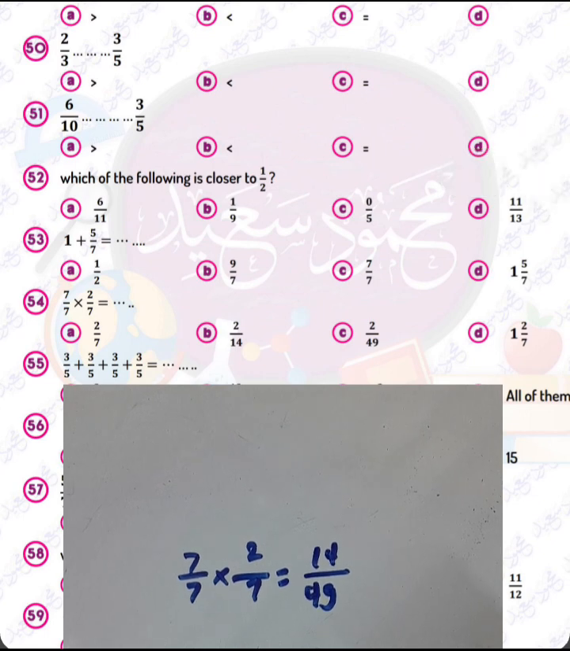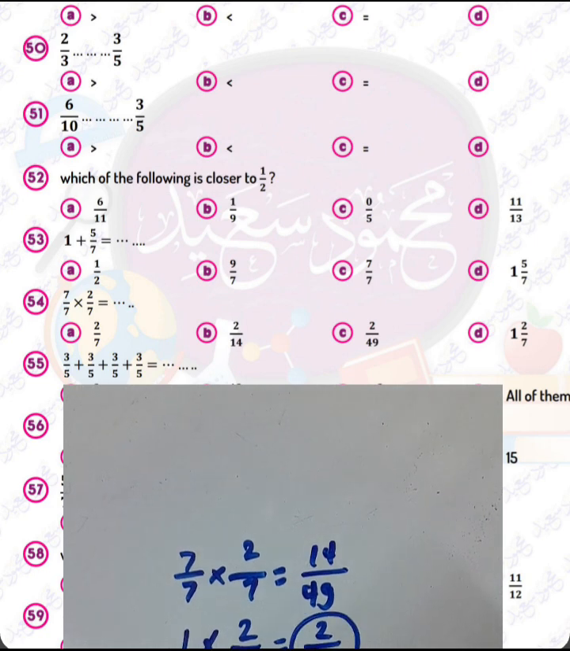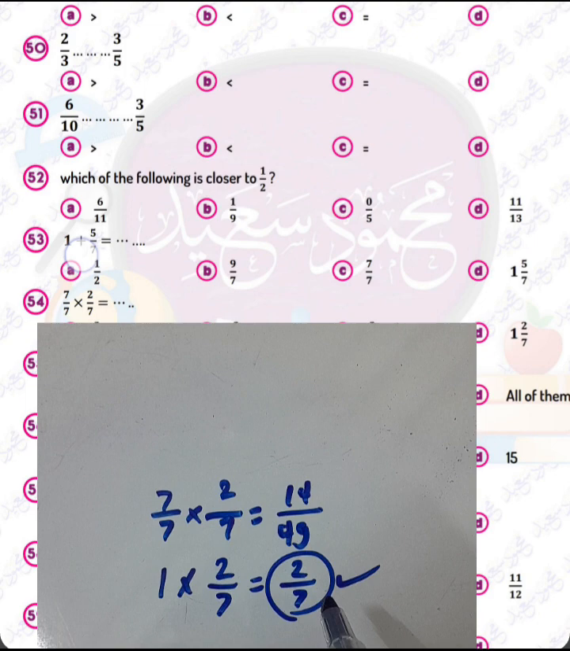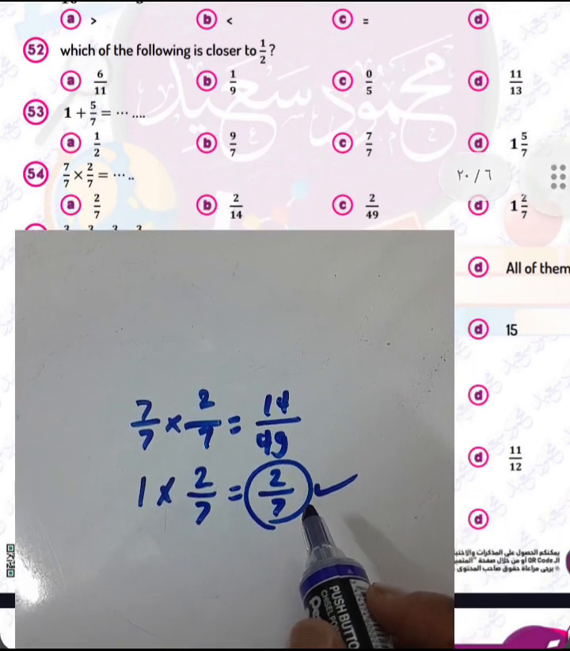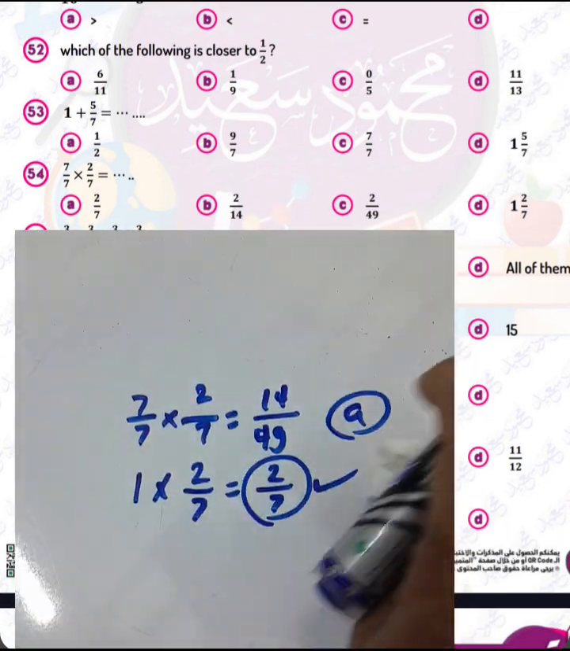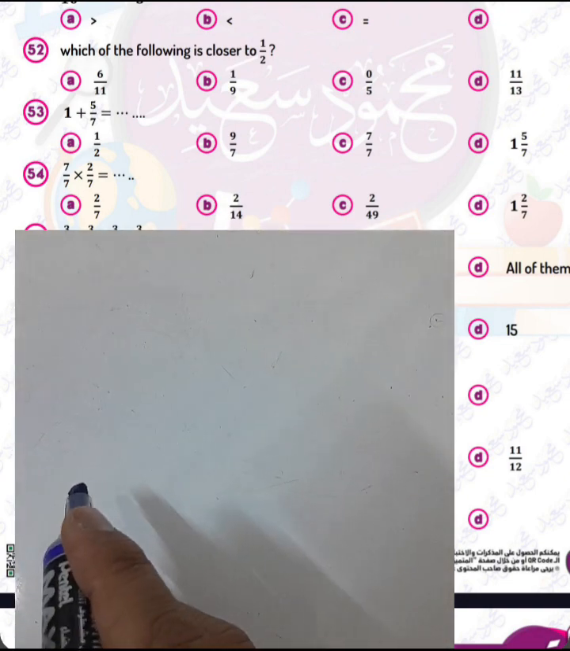we have 7 over 7 product by 2 over 7. It's exactly 2 over 7. Okay, 7 over 7 will be 1. Then the result will be 2 over 7 again. You can write 2 over 7. Choose here 2 over 7. Choose letter A about this example. Okay, understood. Choose letter A. Next question.